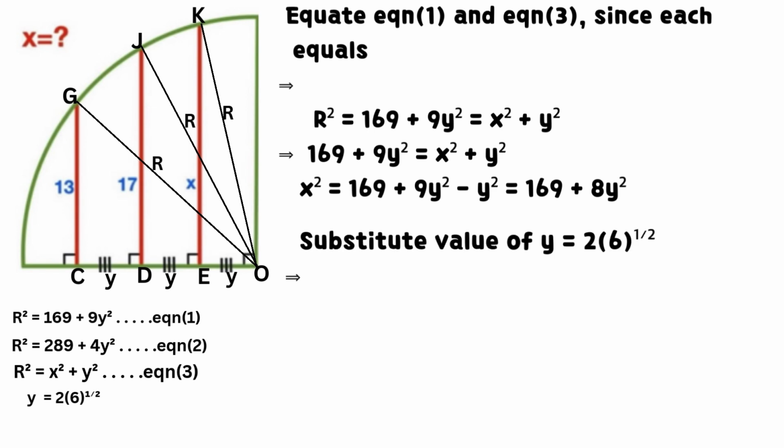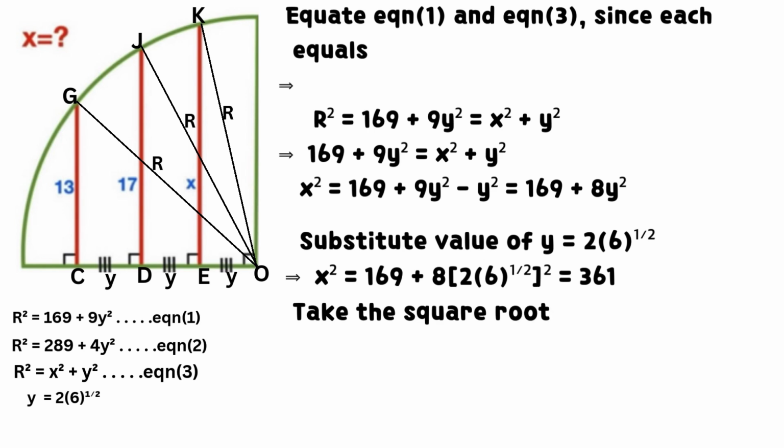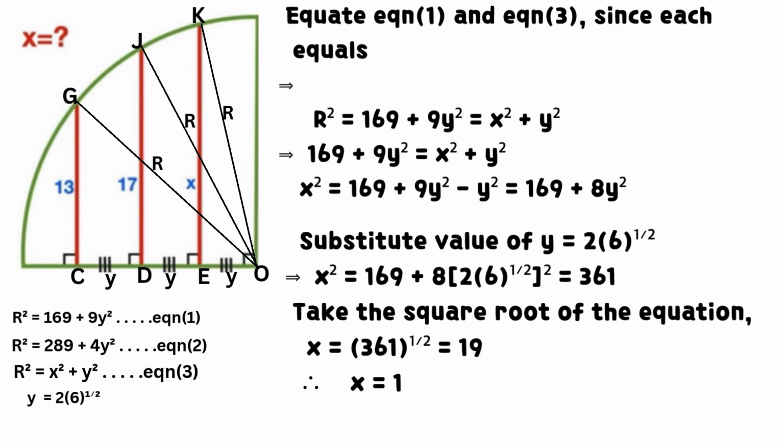Substitute the value of Y equals 2 times the square root of 6. It follows that the square of X equals the sum of 169 and 8 times the square of, in brackets, 2 times the square root of 6, which equals 361. Take the square root of the equation. We have that X equals the square root of 361, which equals 19. Therefore, X equals 19 units.